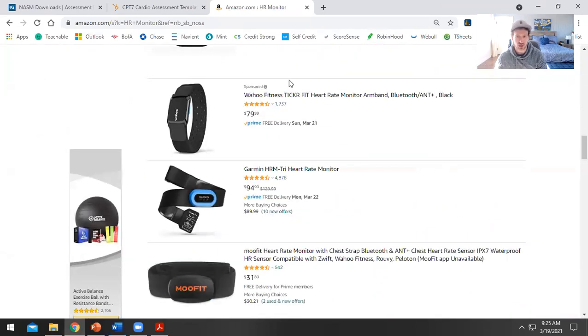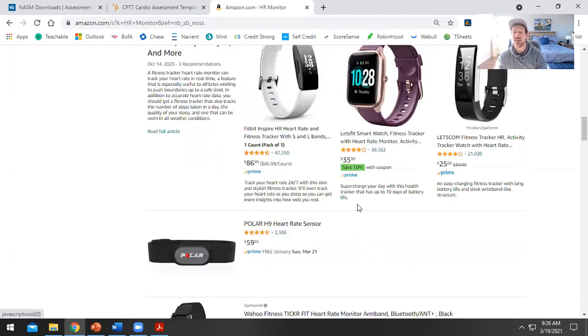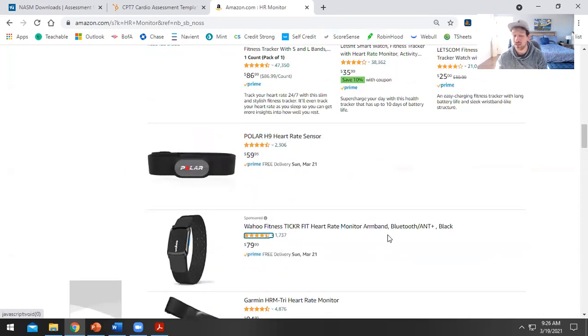They're all really good. This Wahoo ticker is like $80. These are pricey. Whoa, $31. What? That's so cheap. I wonder if that's any good. Fascinating. Anyway, this Wahoo one is very, very popular.